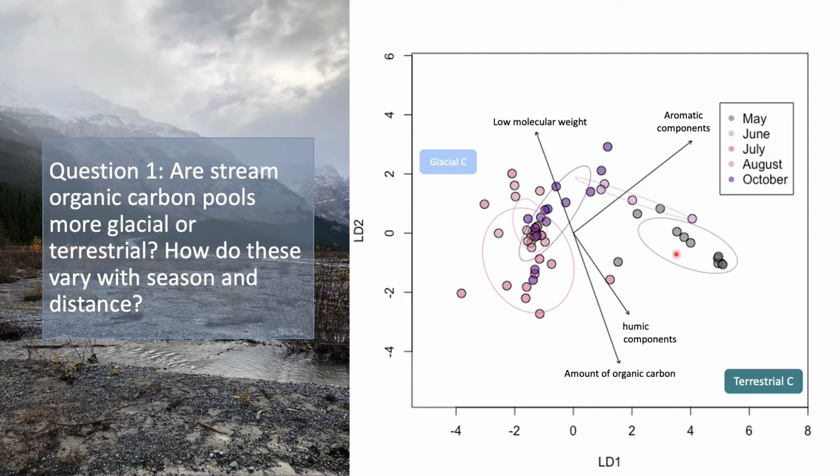Overall, each site, no matter what month they were sampled in, showed a mixture of glacial carbon characteristics and terrestrial carbon characteristics because, like glacial carbon, they all had relatively low amounts of organic carbon and low amounts of humic components, but like terrestrial carbon, they had high amounts of high molecular weight compounds.